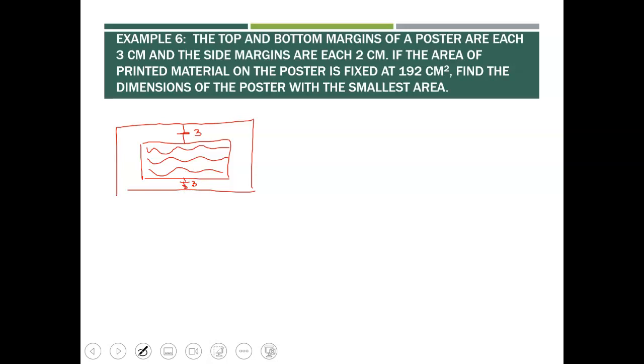The sides are 2. If the area of the printed material on the poster is fixed at 192 centimeters squared, so if this is x and this is y, then the area of the printed region is x times y equals 192. Find the dimensions of the poster with the smallest area.